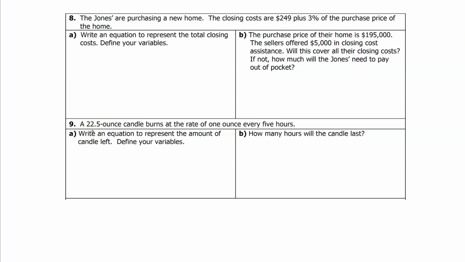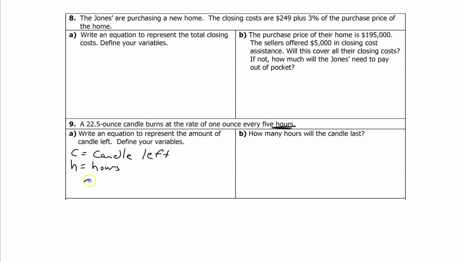So number 9, a 22.5 ounce candle burns at the rate of 1 ounce for every 5 hours. Write an equation to represent the amount of candle left. Define your variables. So what are we trying to find? We're trying to find the amount of candle that's left, so we can call that C, for candle. And what is the other variable? It's going to be hours. We need to know time, because it burns for every 5 hours. So our other variable is H for hours.